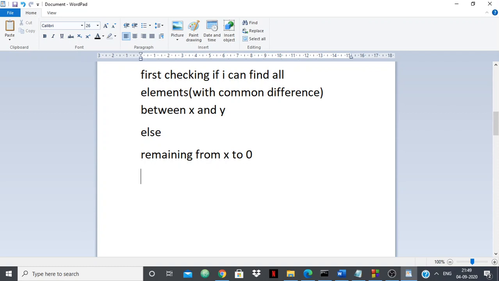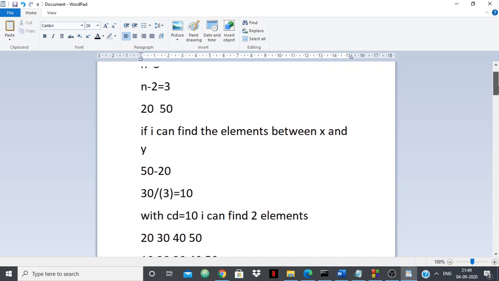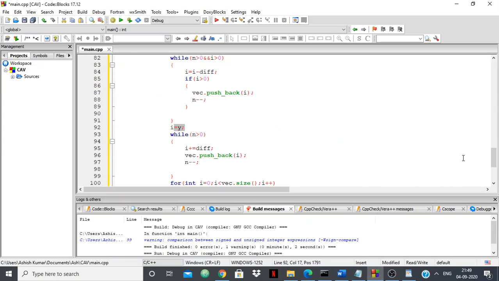But still, if n is remaining, if we have elements to restore, then what we do, we look from y to above. So in this case, we'll go from y to above and try to restore the remaining elements. So how are we doing it? I'll now move to my code, and you'll have a better idea. If you have at all any doubts, you can ask in the comments. So now let's move to the code.